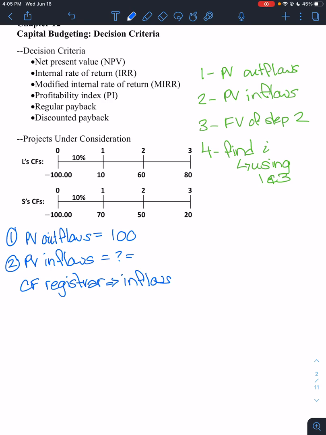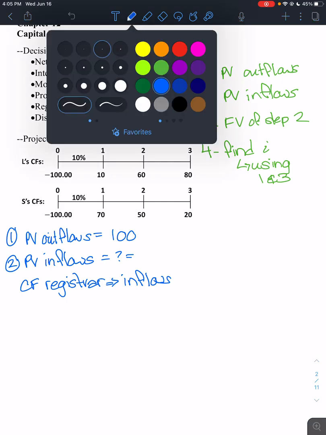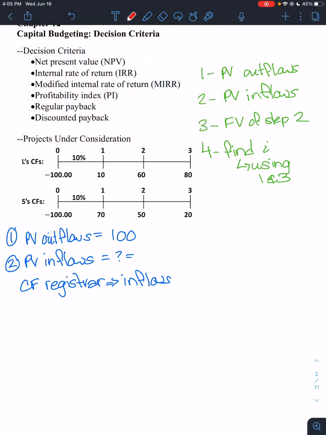WACC is still going to be 10%. It's what we're discounting by. And we end up getting a present value, if you put those in correctly, of 118.7829. And again, I don't know if Excel has an MIRR function. I don't remember. I don't feel like checking right now. But if it does, you still need to be able to do it like this. That way you can show me the intermediate steps. If you just give me the MIRR, you're going to get a 0.